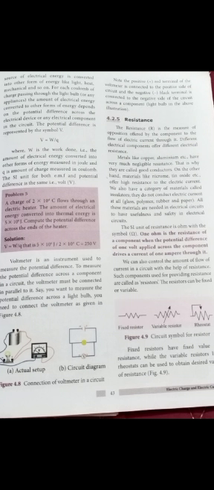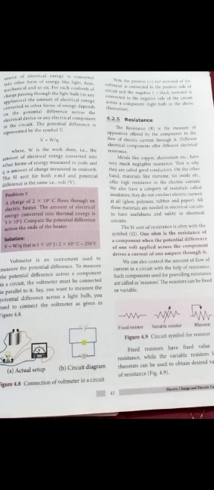The SI unit of resistance is ohm with the symbol. You can see the symbol in the book. 1 ohm is the resistance of a component when a potential difference of 1 volt applied across the component drives a current of 1 ampere through it.